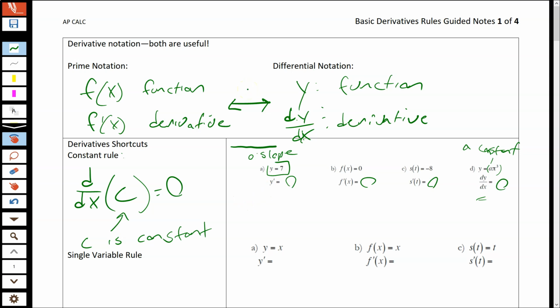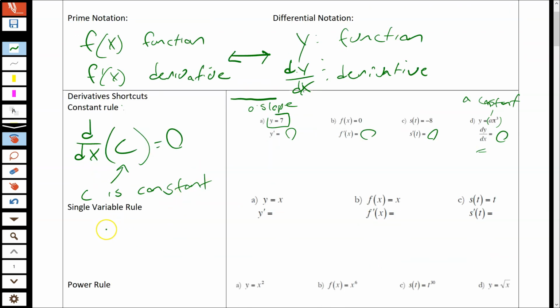Single variable rules. Again, don't really even need a rule for this one. The rule here, though, is the derivative with respect to x of x. Well, if x is a variable, you know that the derivative is synonymous with slope. That derivative is 1. Okay? Because this function has a slope of 1. So 1, 1, y prime is equal to 1, f prime of x is equal to 1, s prime of t is equal to 1. Okay? It doesn't matter what the variable is as long as we're taking the derivative with respect to that variable.